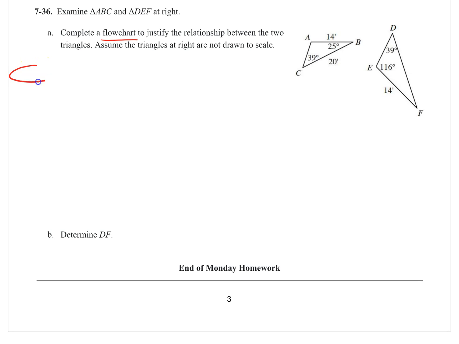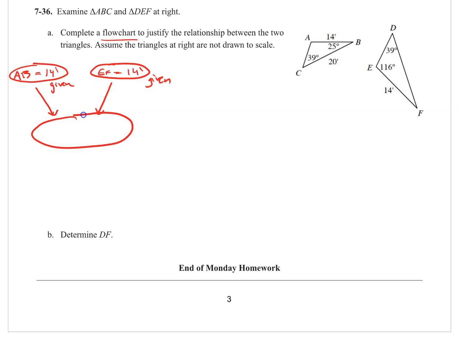But I can start with AB. The length of AB is 14 feet. That's given. And the length of EF is also 14 feet, which is given. Conclusion: line segment AB is congruent to line segment EF. And that is just the definition of congruence. The definition says if two line segments have the same length, then they are congruent.